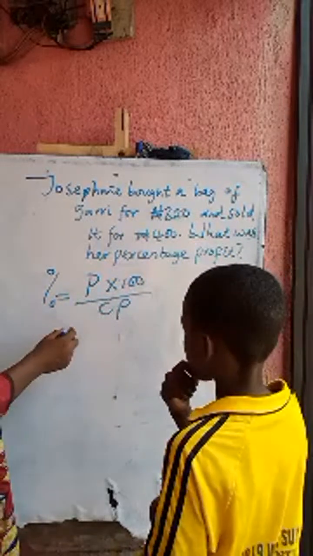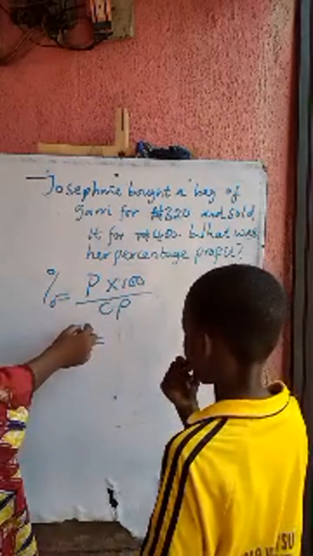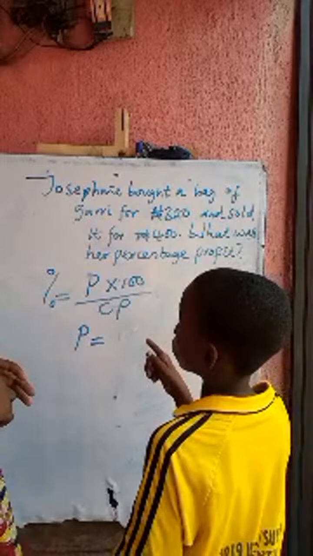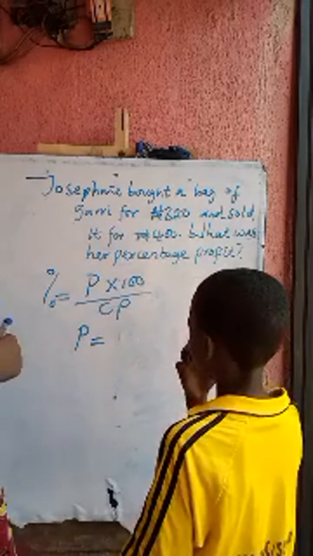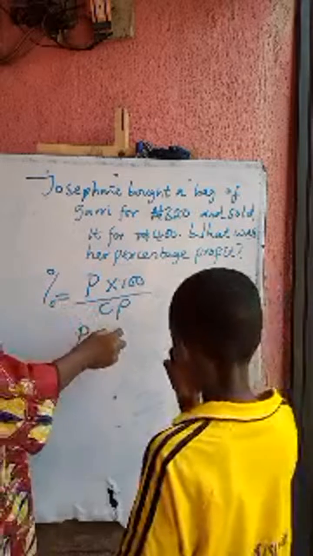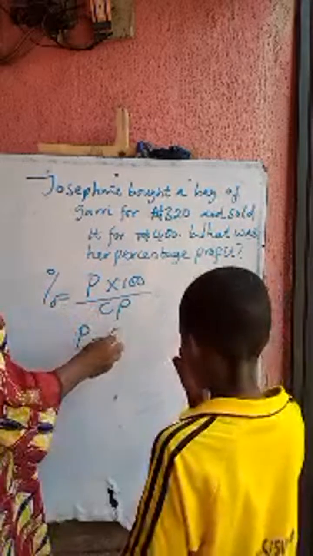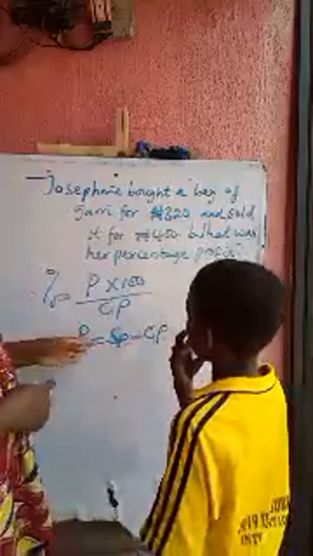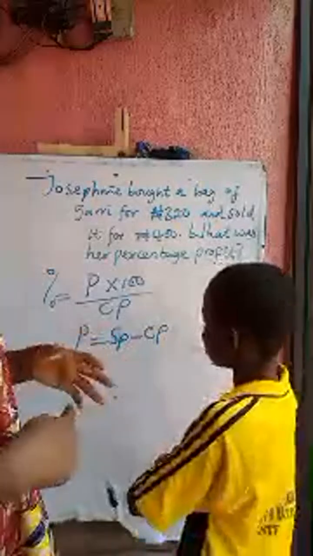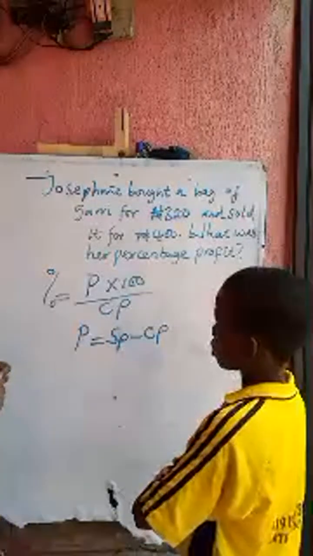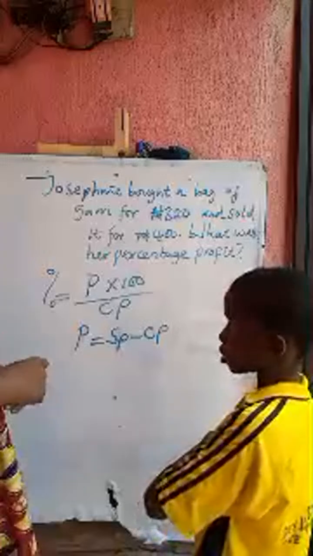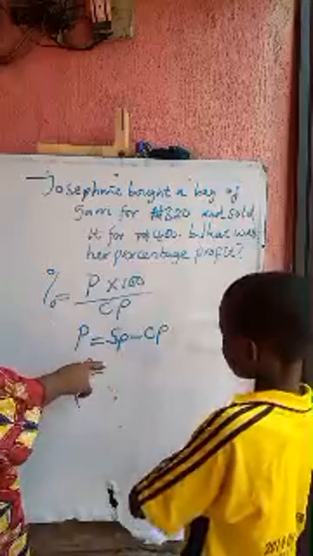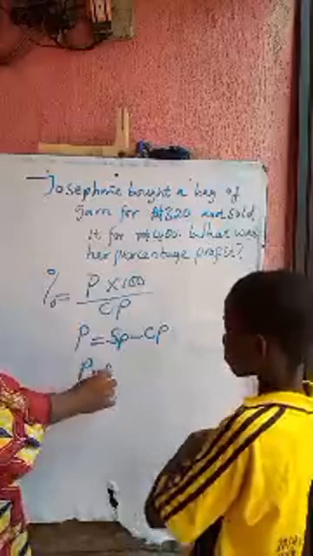Now, to get the profit, do you remember the formula? Profit is simply SP minus CP. To get your profit, you say SP minus CP. SP means selling price, and CP means cost price.